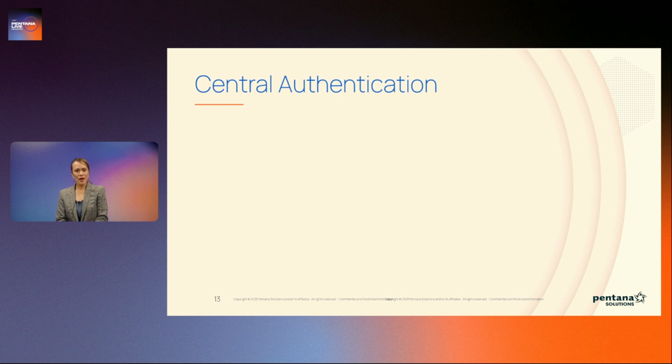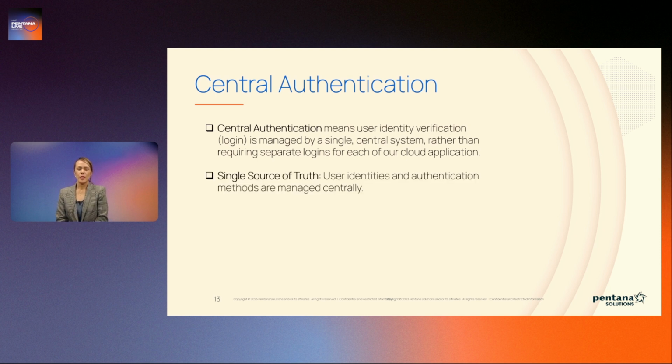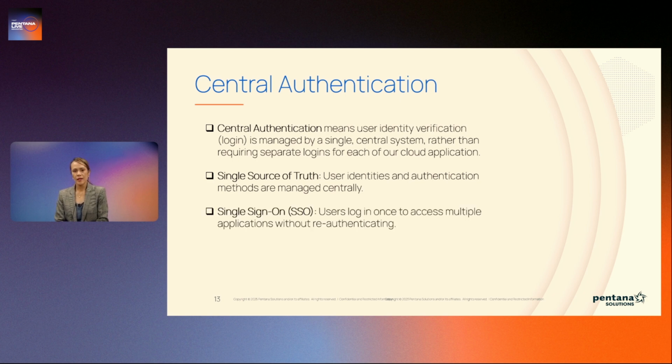Central authentication is about how users prove who they are. In Pentana 360, we use a single central system to verify identity rather than having separate authentication flows for each of the cloud applications. We maintain a single source of truth for user credentials. With single sign-on, users log in once to Pentana 360. From there, they can open multiple applications without having to re-enter their credentials each time.